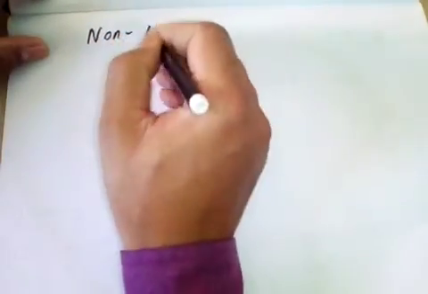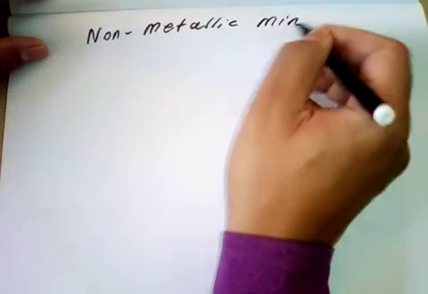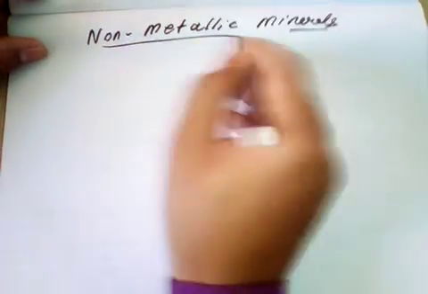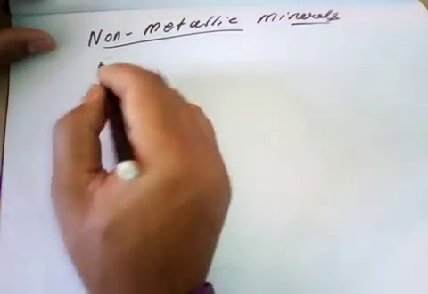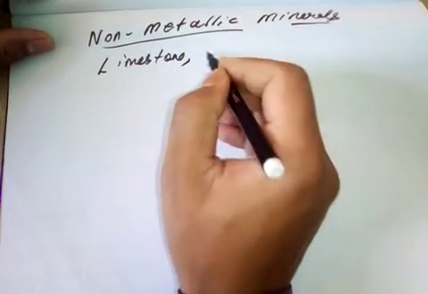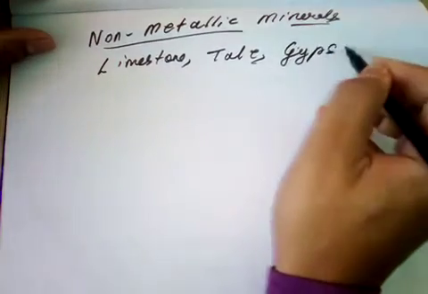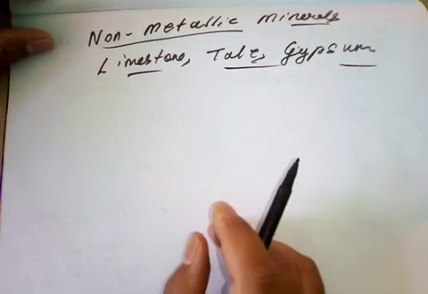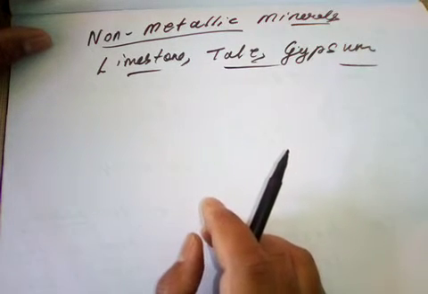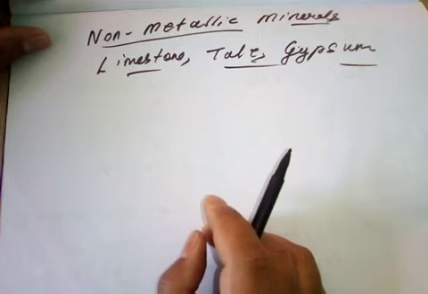Another type of mineral is non-metallic minerals, which means it is not metal, like limestone, talc, and gypsum, a kind of stone. These are non-metallic minerals. So now the main thing is how we get minerals.